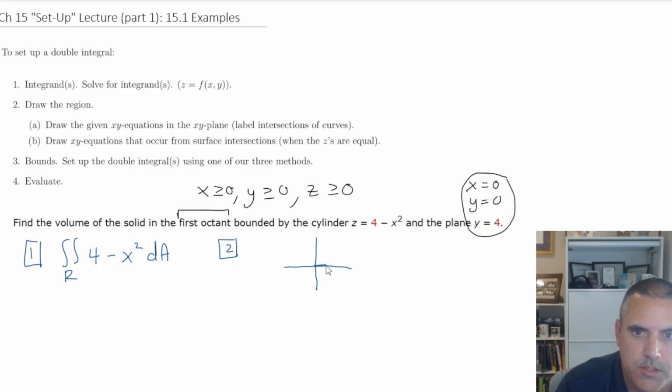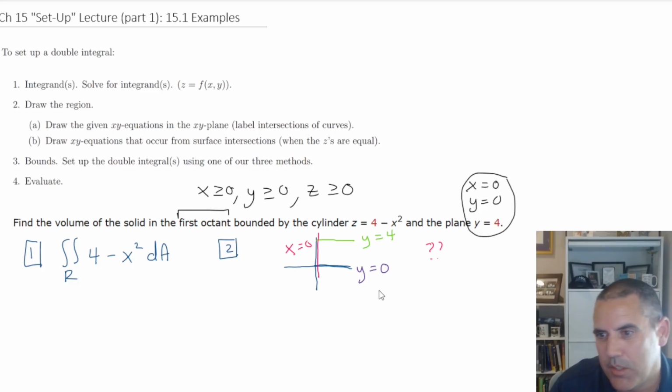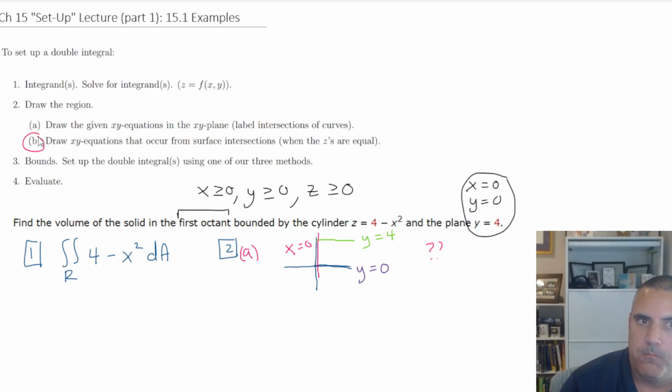Y equals 0 is here. Y equals 4 is here. And x equals 0 is here. And at that point, I then scratch my head and say, that is not a region at all. And this happens sometimes. That means either the person who wrote this question messed it up, or something else is going on. And that's what this is about.